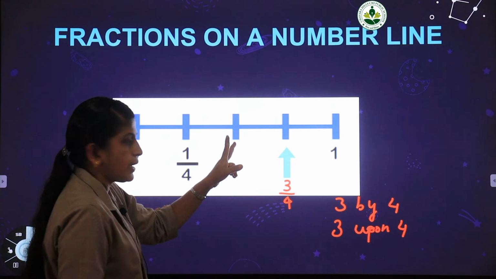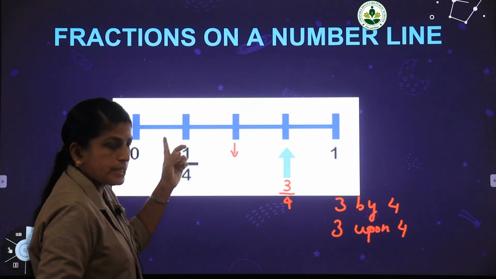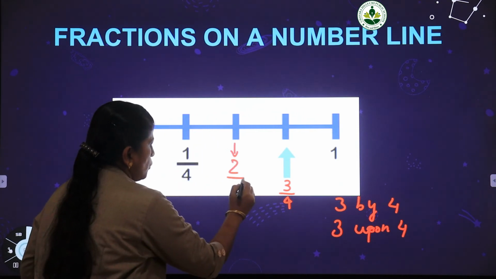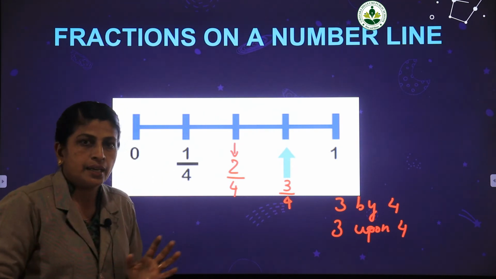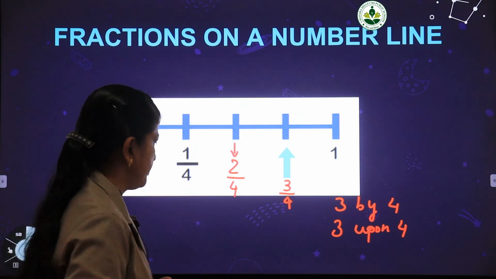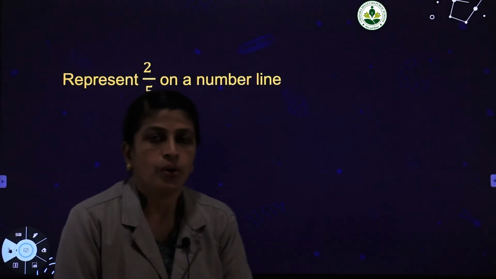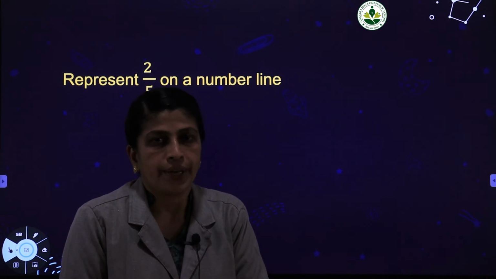And what does this fraction represent? How many portions are there? 1, 2. Therefore, 2 parts out of 4 parts. Therefore, we can represent the fraction on a number line. Now, represent 2 by 5 on a number line. How do we represent 2 by 5 on a number line?